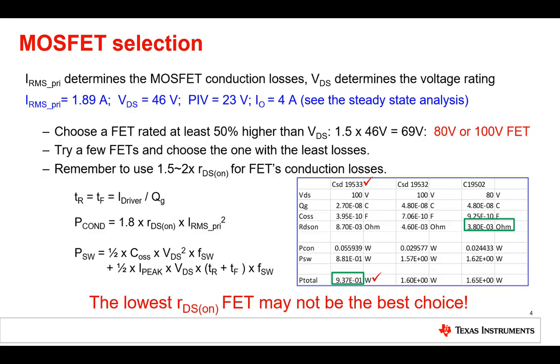MOSFET losses are hard to predict, so I recommend testing different MOSFETs in the lab, or at least having different MOSFETs in the same package available if needed. In the design, I would as well place a gate resistor from the gate driver output to the gate pin of the MOSFET, just in case it is needed.